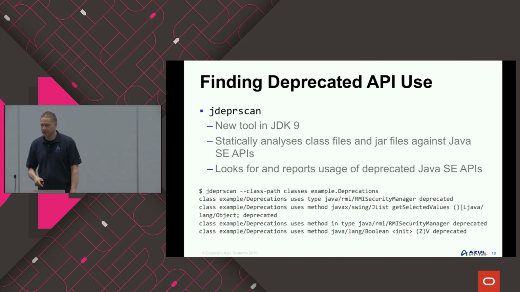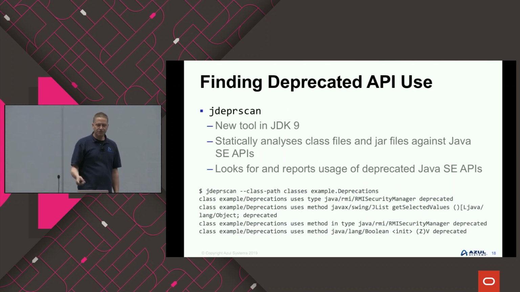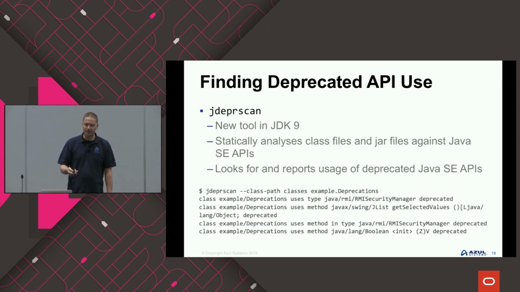So just a simple example, I created a kind of contrived application that used some deprecated things. In this case, I've used RMISecurityManager, which is a class that's been deprecated. I've used some methods here, which you can see have been deprecated, some Swing stuff and some RMI stuff and so on. But it gives you an idea of what's actually going on in your application code.